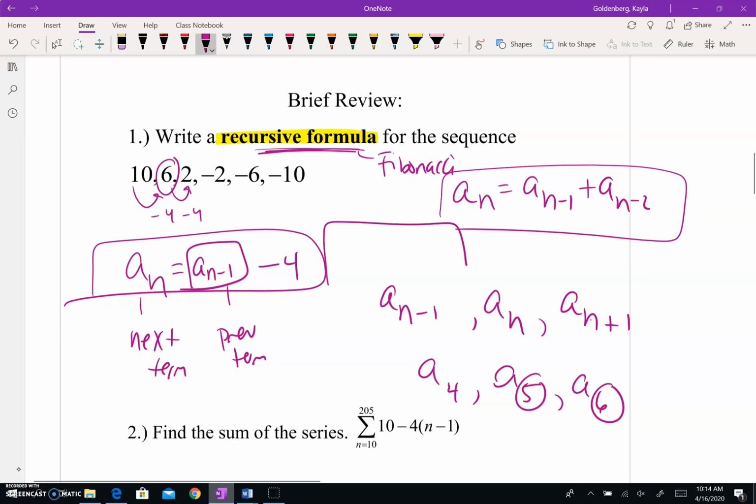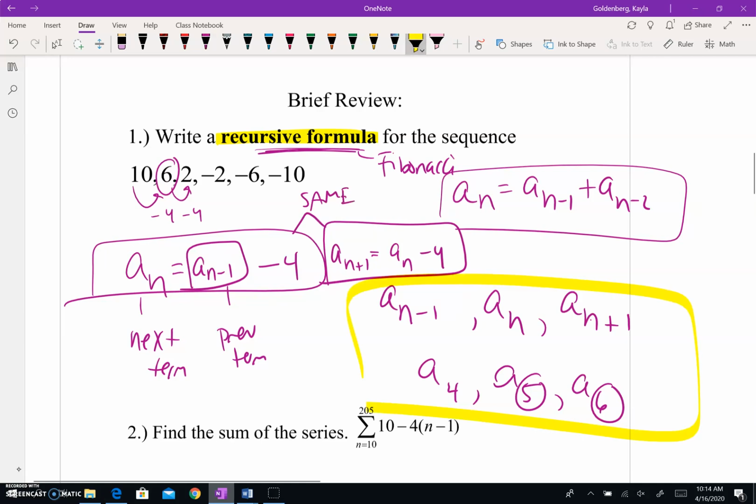You could also write it in another way, like a sub n plus 1 being your next term. Your previous term would just be a sub n. Both of these are the same. They're just writing it in two different ways, kind of using this thought process of what would be next based on where you currently are.